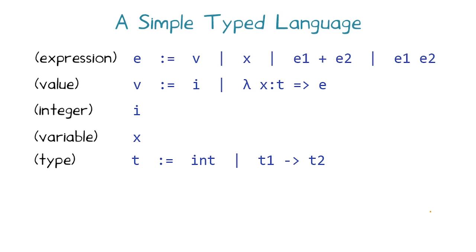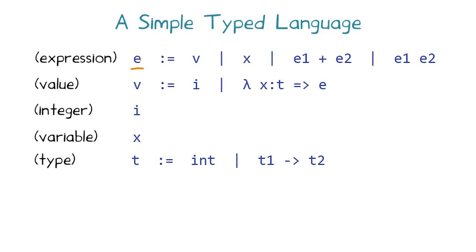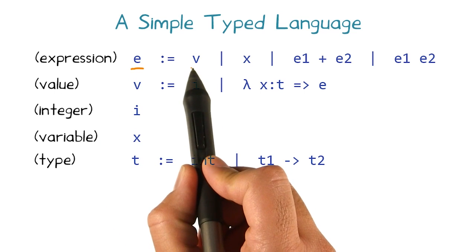Let's introduce a simple typed language based on the Lambda calculus. We will use this language to provide concrete examples for the abstract principles of type systems. Each expression E in this language evaluates to one of two kinds of values V.